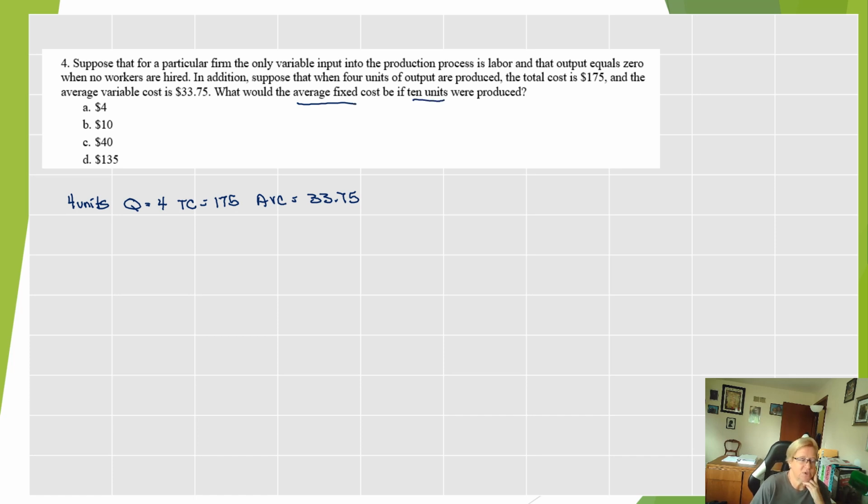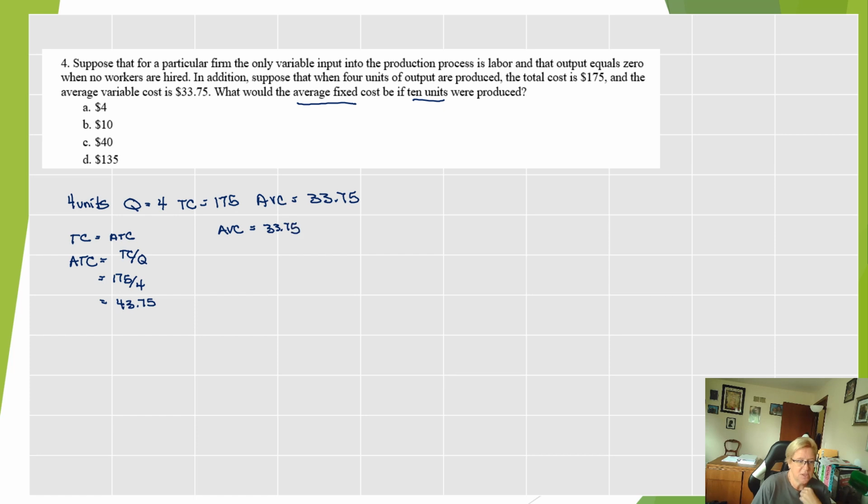So what we're first going to do is, because this is average variable cost that we're given and they're asking for average fixed cost, the easiest thing to do would be to turn total cost into average total cost. How do we do that? We know that average total cost is equal to total cost divided by the quantity. So therefore we know 175 divided by 4. If we do that, our average total cost ends up being 43.75.